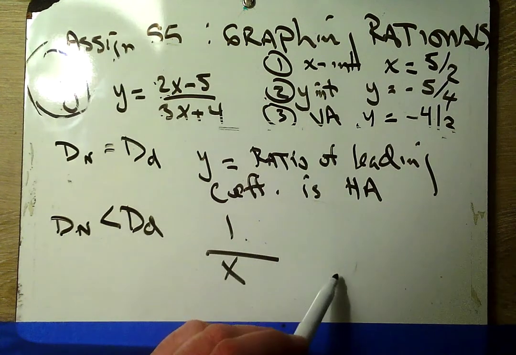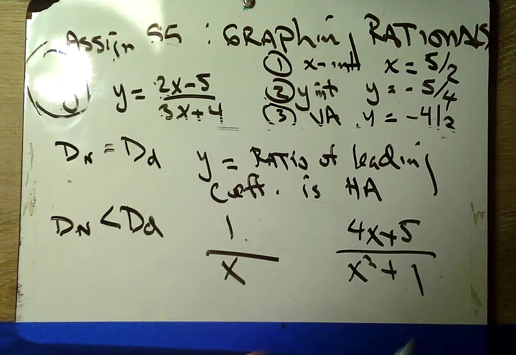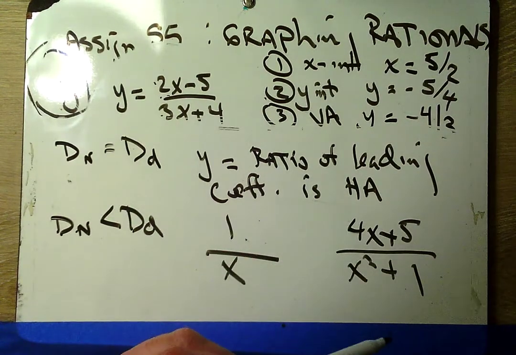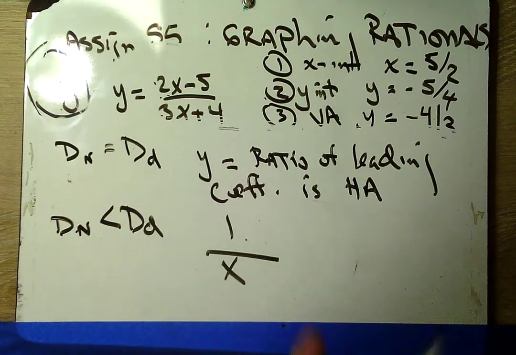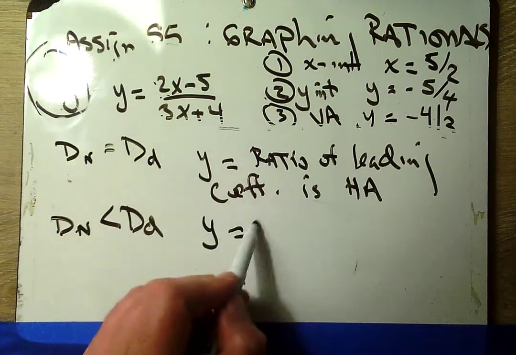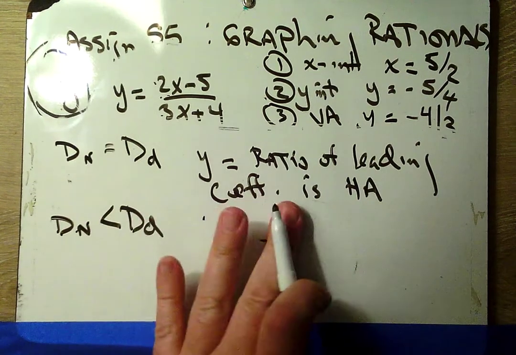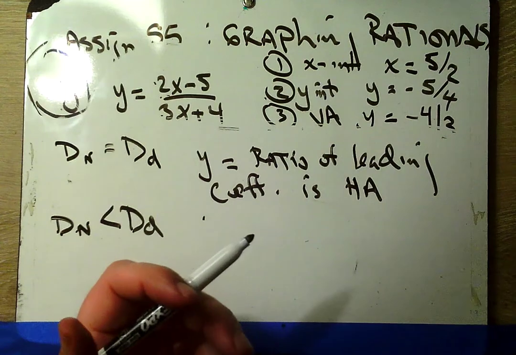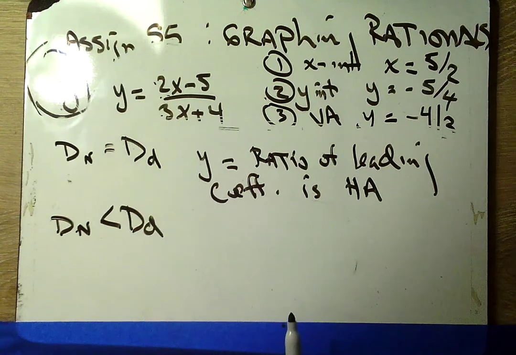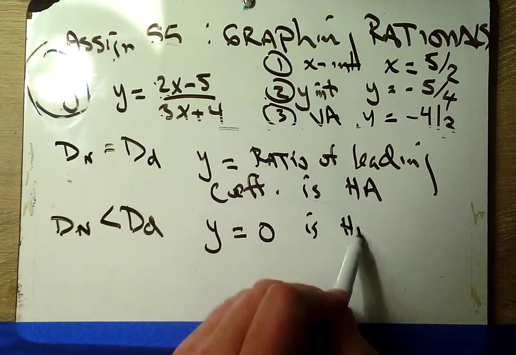And in a situation like this, or if we had 4x plus 5 over x squared plus 1, again here the degree of the top is 1, the degree of the bottom is 2. When the degree of the top is smaller than the degree of the bottom, we're going to say that y equals 0 is our horizontal asymptote. Okay, and why is that? Well, there are some really good reasons for it, but they're outside of the scope and time I have in this video. So we're just going to go with y equals 0 is the horizontal asymptote.